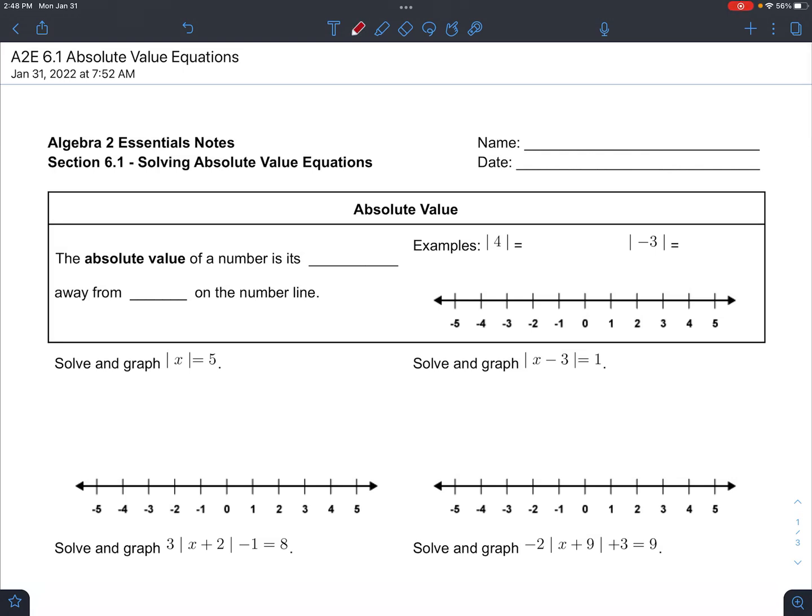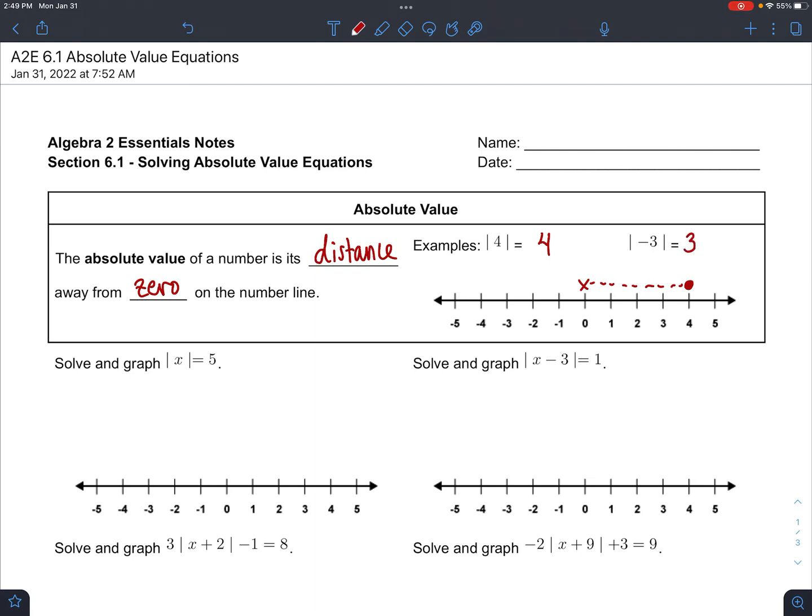All right, let's talk about our first section on absolute value, which is absolute value equations. So first things first, let's talk about what absolute value is. Absolute value is the distance between 0 and a number on the number line. So for example, the absolute value of 4 is 4 because 4 is 4 away from 0.